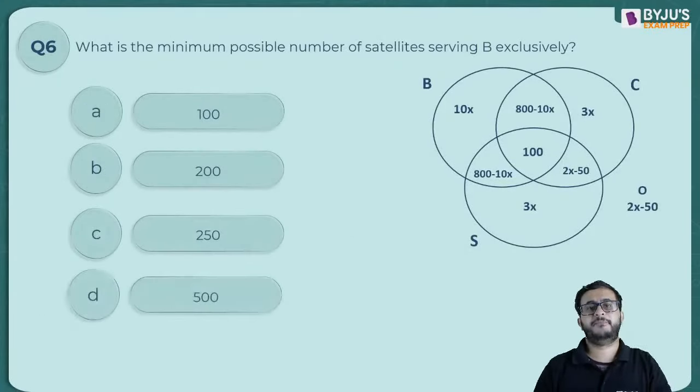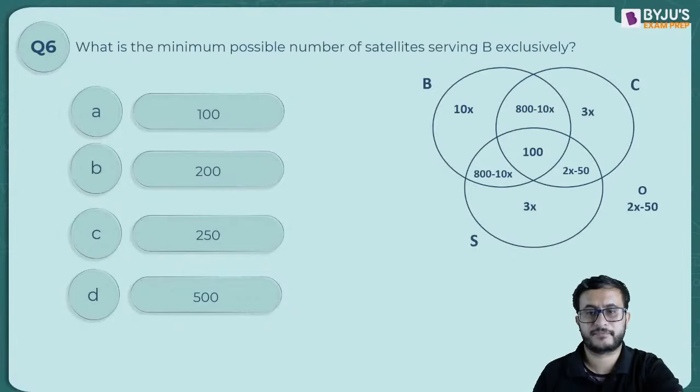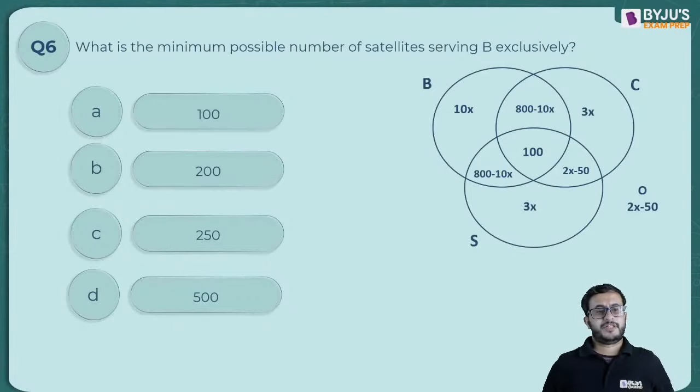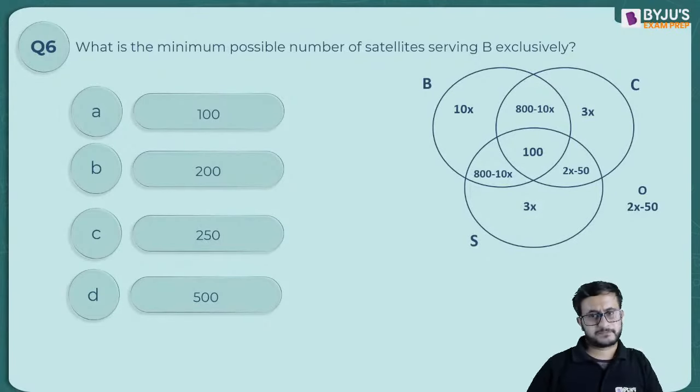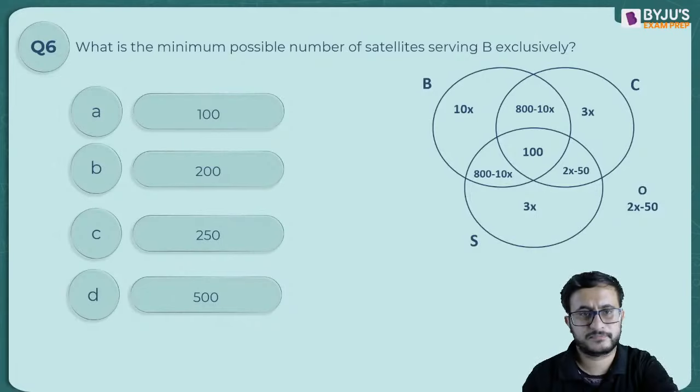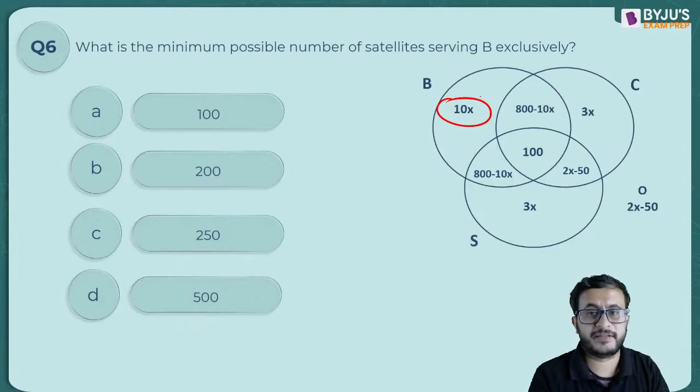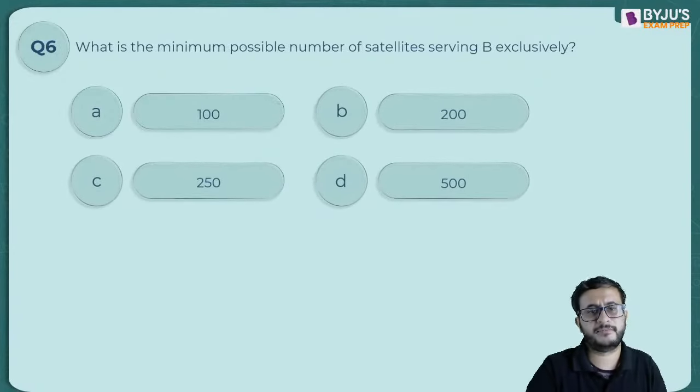Okay, what is the minimum possible number of satellites serving B exclusively? What is the minimum possible number of satellites that serve exclusively B, only B? So only B, if you see, only B is 10x. And the minimum value of x is 25. So the number should be 250. Right? We are doing minimum and maximum. So minimum is 250.